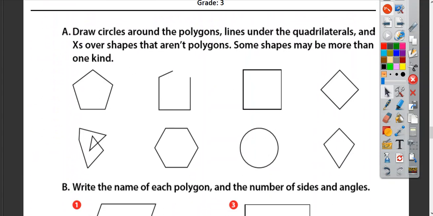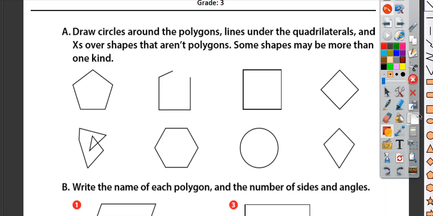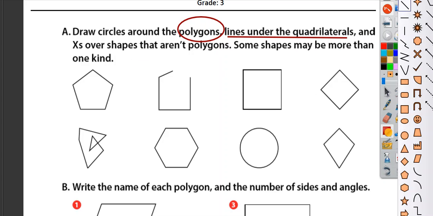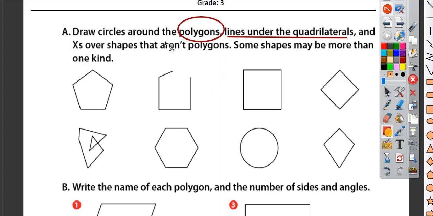Draw a circle around the polygons. And okay, I'm going to remove the filling here. A circle around the polygons, a line under the quadrilaterals, and an X over the shapes that are not polygons. Some shapes may be more than one kind.